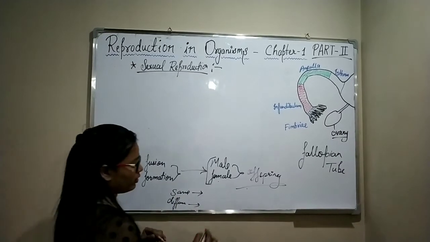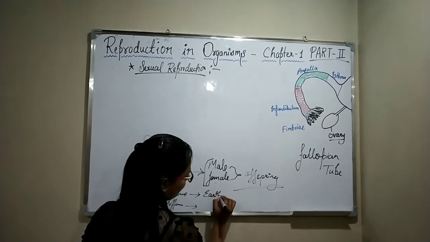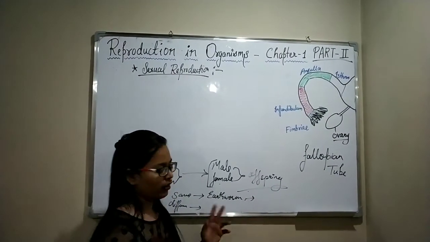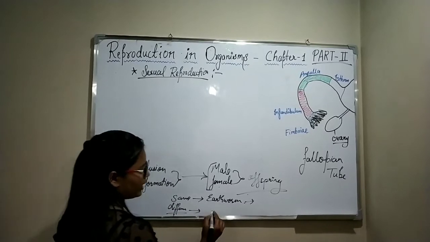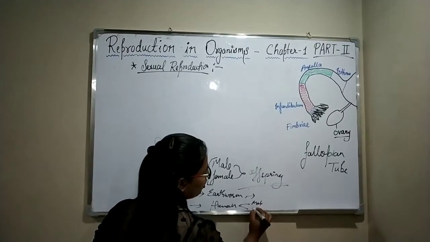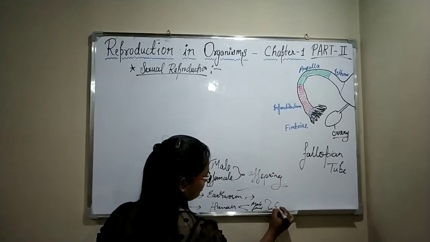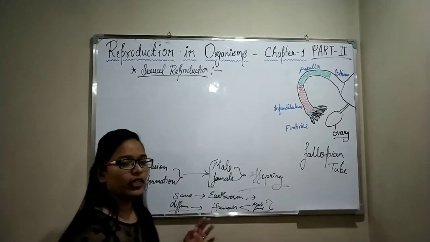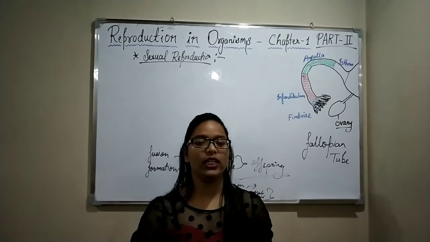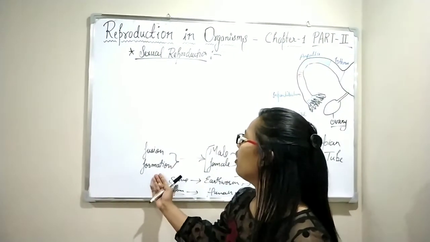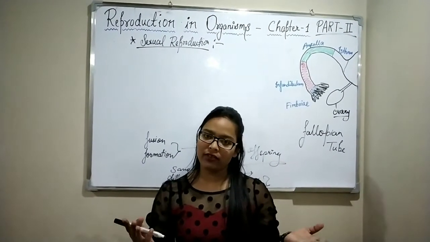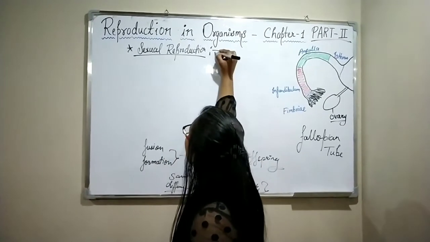Same in the sense what? Earthworm is an example. Earthworm has both the sexes, male and female. And different means the human. Human has either male or female, one sex. So, what is sexual reproduction? It is the development of an individual through the fusion and formation of male and female gamete, either by the same individual or by a different individual. It is known as sexual reproduction.